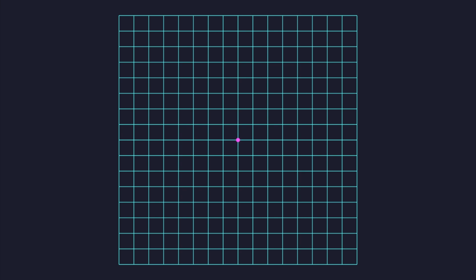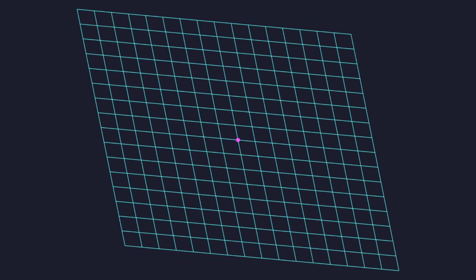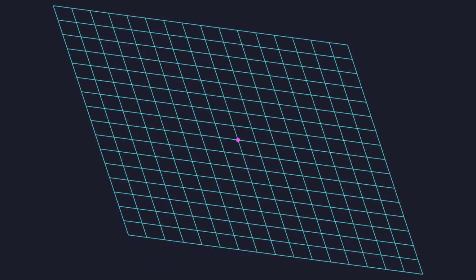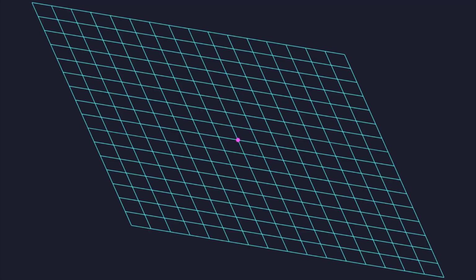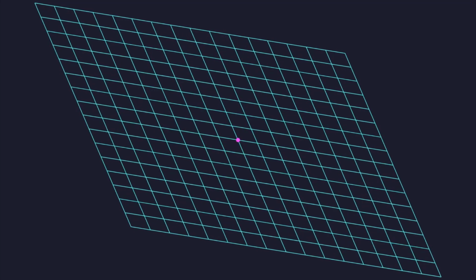Linearity requires two strict rules. The origin must remain fixed at 0, 0, and all lines that were parallel and evenly spaced must remain parallel and evenly spaced after the transformation. This consistency allows us to predict the movement of every point.